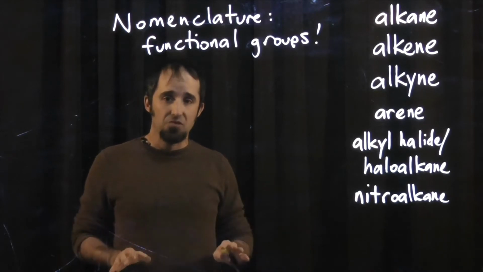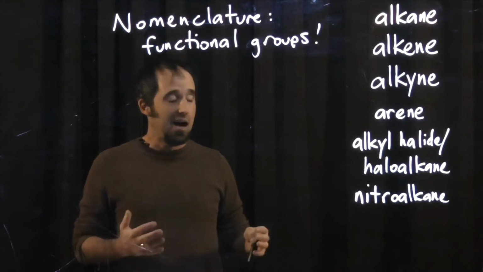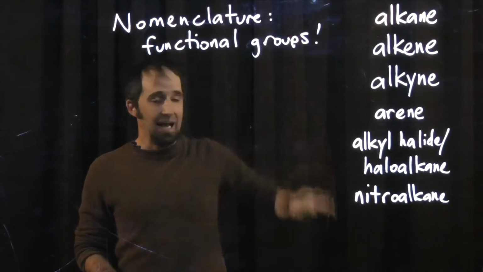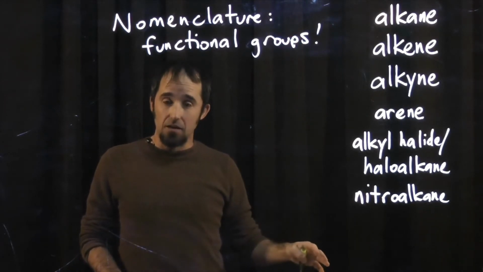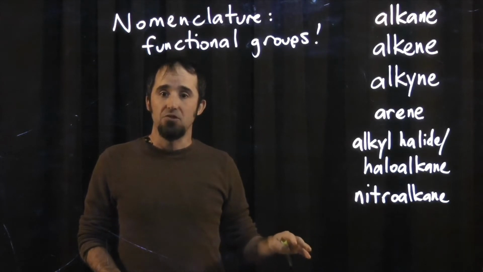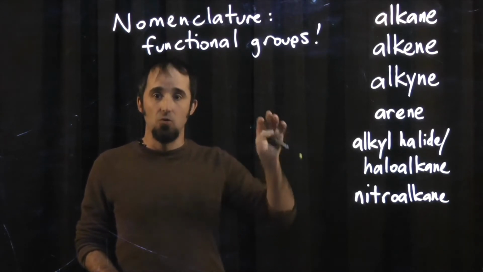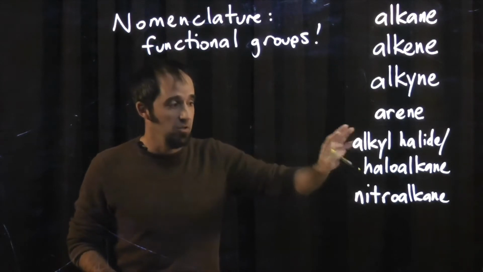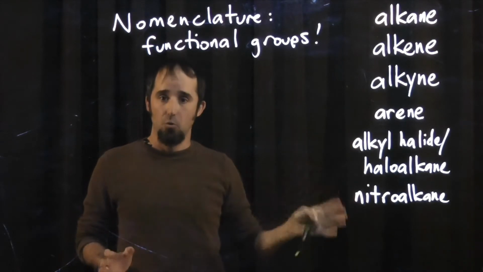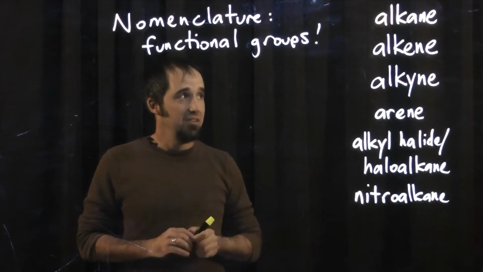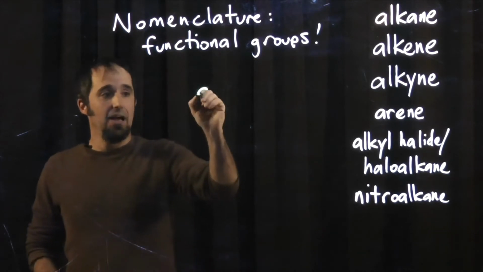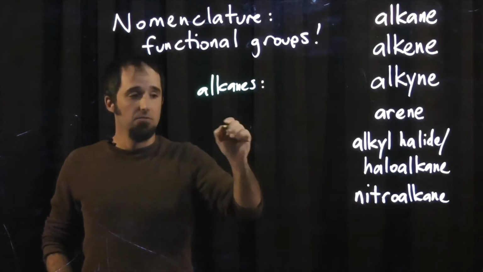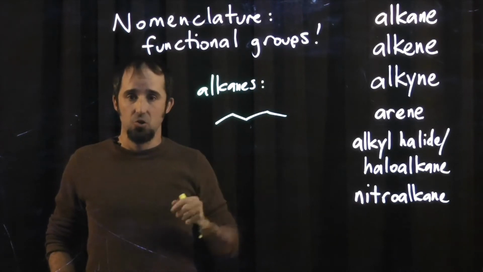But let's put some of those conversations off, and now I want to just get through what these classes of molecules look like, and I want you to be able to tell me, given a molecule, what it is. It is an alkyne, it is an alkyl halide, and so forth. Okay? So let's dive in. Alkanes. Alkanes are essentially the absence of a functional group.